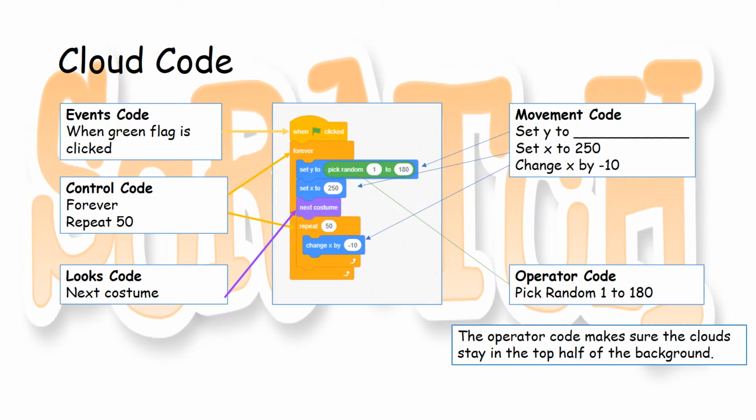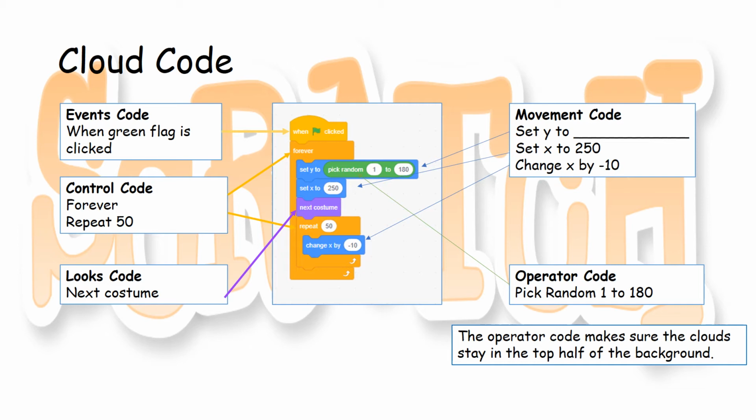To the cloud code. We have an events code when green flag is clicked. We have control code. We have a forever and we have repeat 50. We have a looks code, which is next costume. That changes the costume of your cloud, so you get the different versions as they float across the screen.